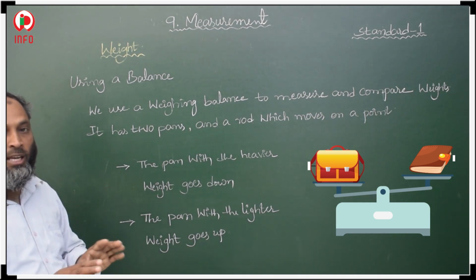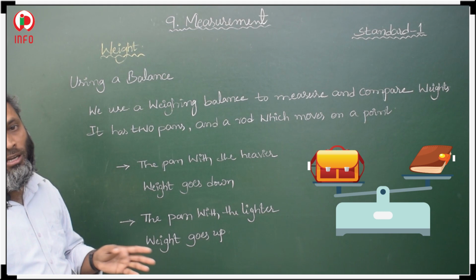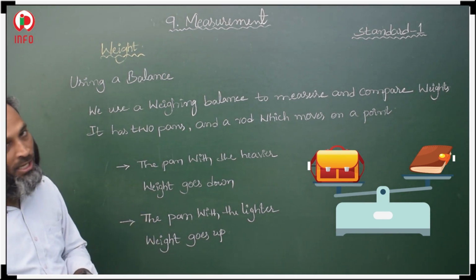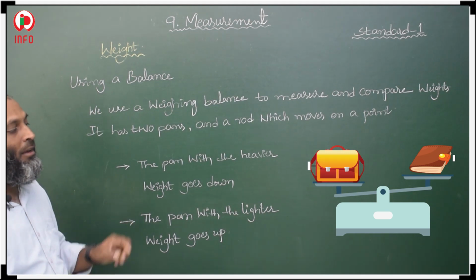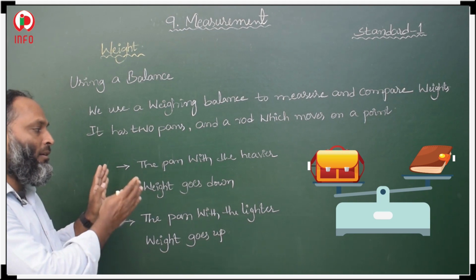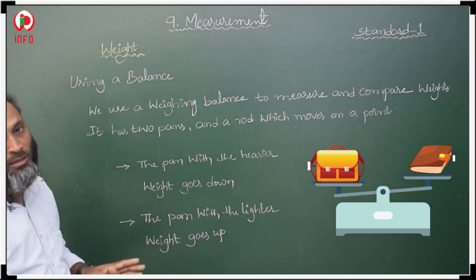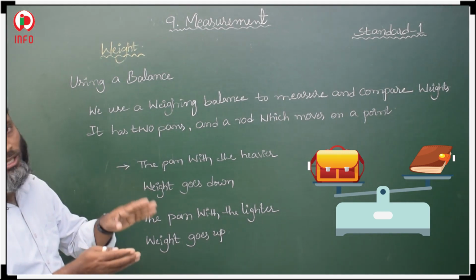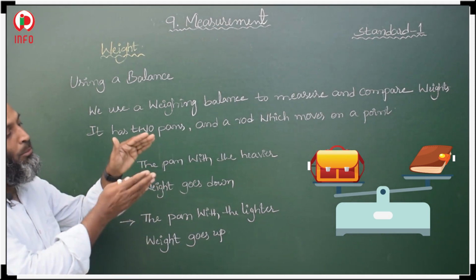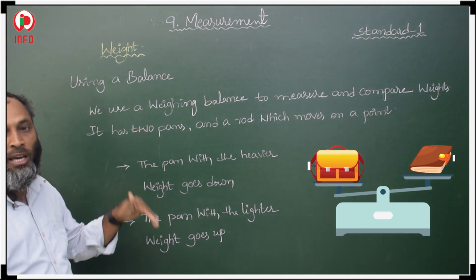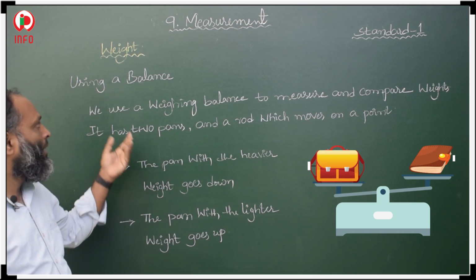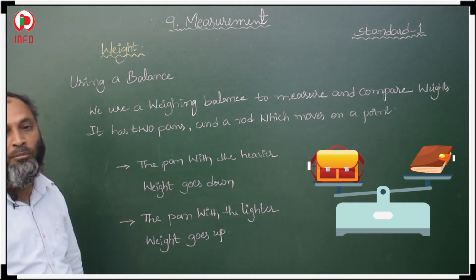So it is very easy to compare objects. Of two objects, which object is lighter and which object is heavier. In book and bag, once we keep these two on two pans, the pan where the bag is goes down, and the pan where the book is moves up. It means the bag is a heavier object and the book is a lighter object. Okay. So by using the weighing machine, we can find the weight of objects.